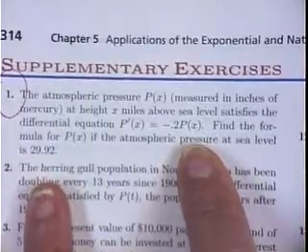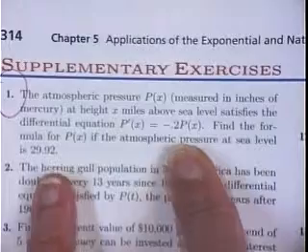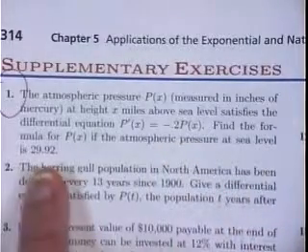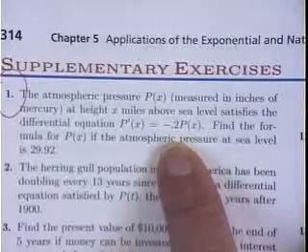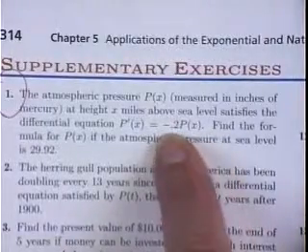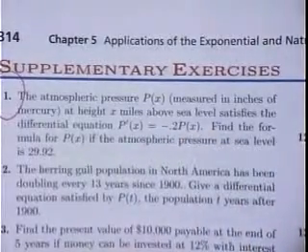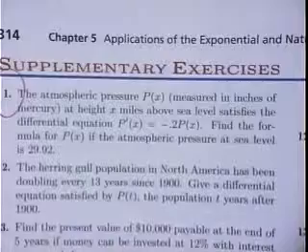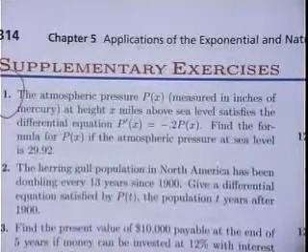What's P at x? What's your formula? P naught, which is 29.92, e to the negative 0.2x in this case, because x is your variable. Solution to the differential equation. Anybody recall any concerns from chapter 5?